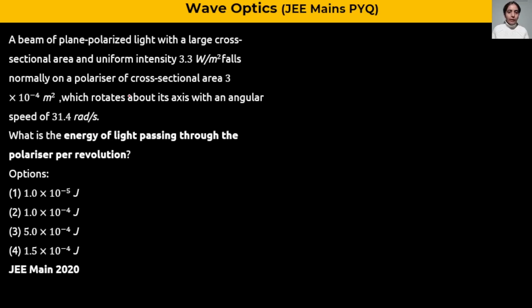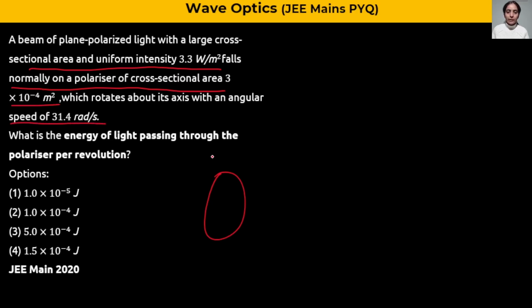Now let's move ahead. A beam of plane polarized light with a large cross-sectional area and uniform intensity falls normally on a polarizer of cross-sectional area this way. So this is the polarizer. Its cross-sectional area is given as 3 into 10 to the power minus 4, which rotates about its axis with an angular speed of this one. And this is rotating. I mean, this polaroid, we indicate it like this, done? And this is rotating. It means its axis is not maintaining a constant angle with a certain direction. That angle will keep on changing because this is rotating. Okay. What is the energy of light passing through the polarizer per revolution?